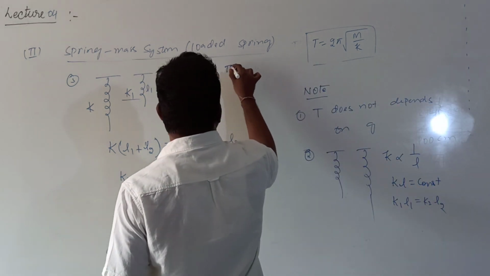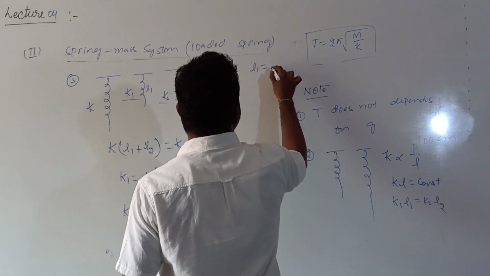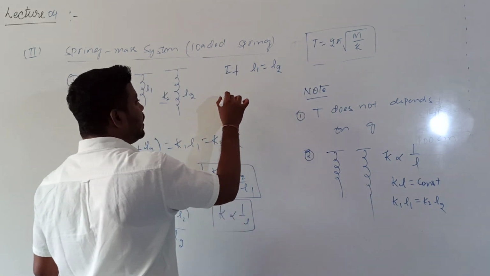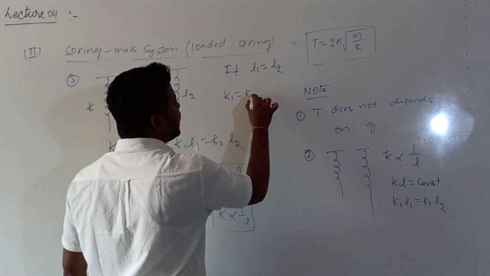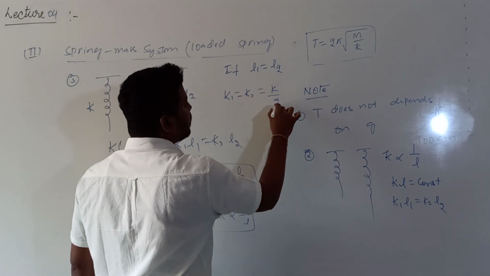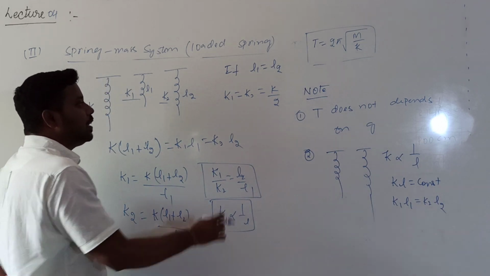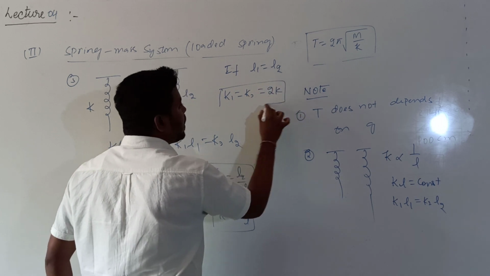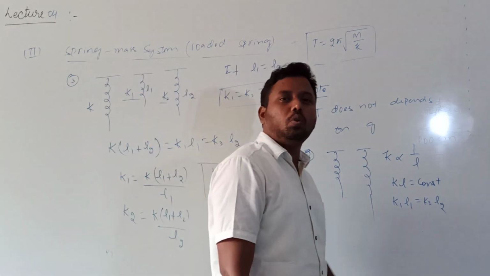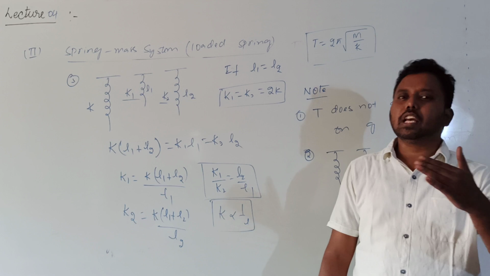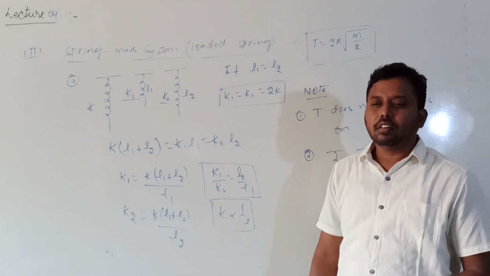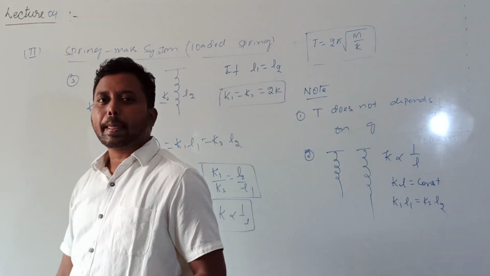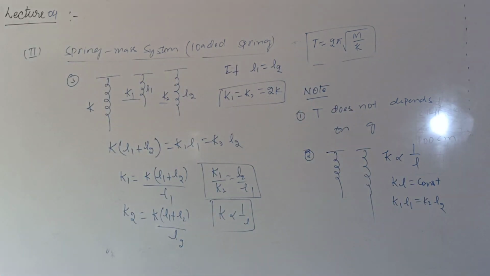If, for example, a spring is cut into two exactly equal parts, if L1 is equal to L2, then what happens to the K1 value? K1 is equal to K2, which is 2 into K. Whenever a spring of spring constant K is cut into two equal parts, the length becomes half and the spring constant becomes double. So the spring constant of each part is 2 into K. Understood?